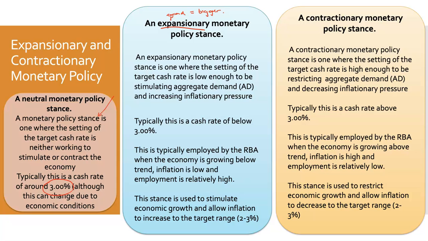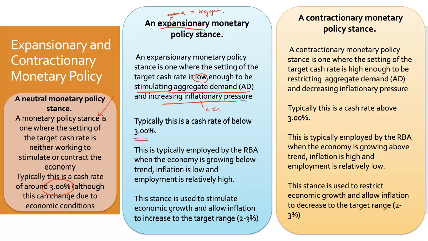So an expansionary monetary policy stance is where the setting of the target cash rate is low, and it is low enough to expand the economy. It is low enough to be stimulating aggregate demand, and this will increase inflation, but they're okay with this because they want to grow the economy. This means it is likely that inflation is less than 2%. Because it's below their target, they don't mind it going up a little bit. They want the economy to expand. They want to stimulate aggregate demand and GDP.